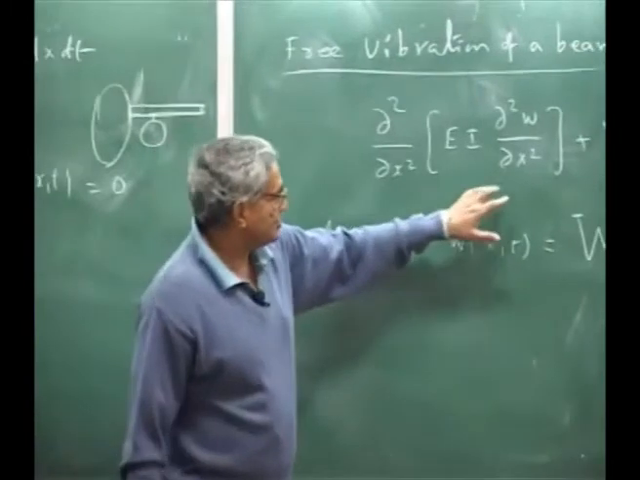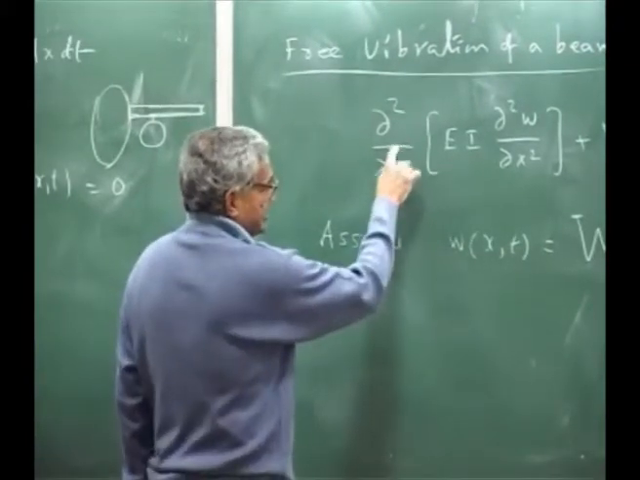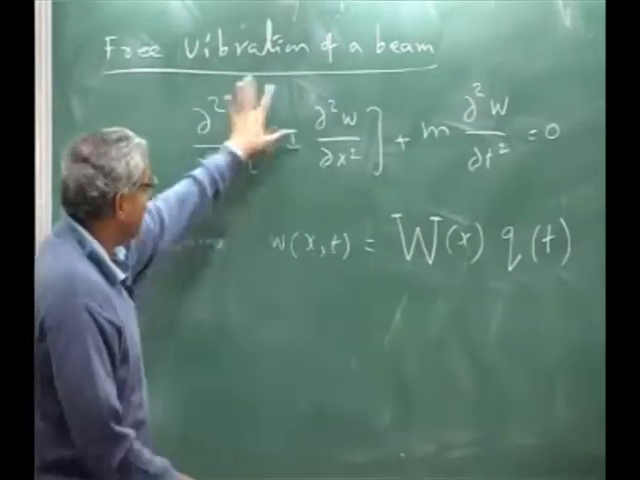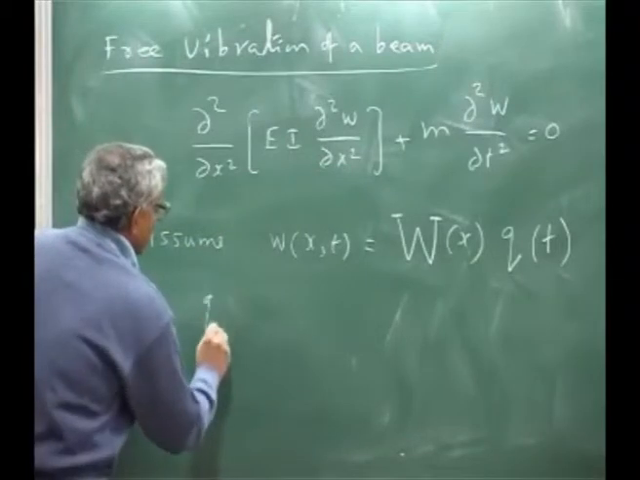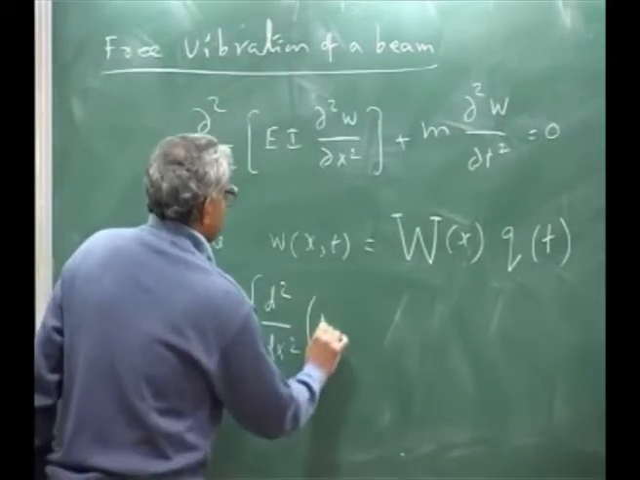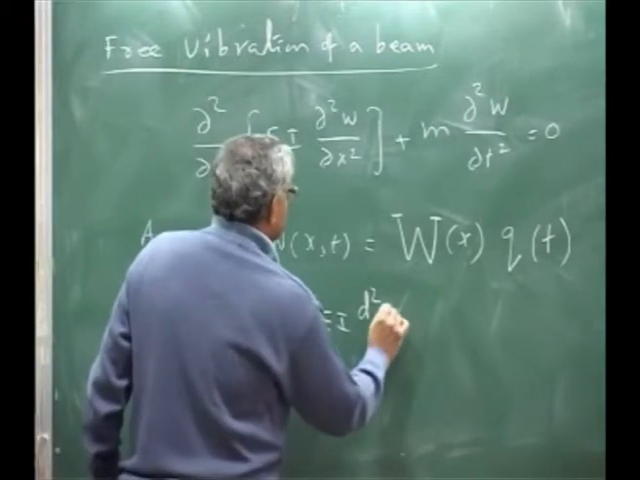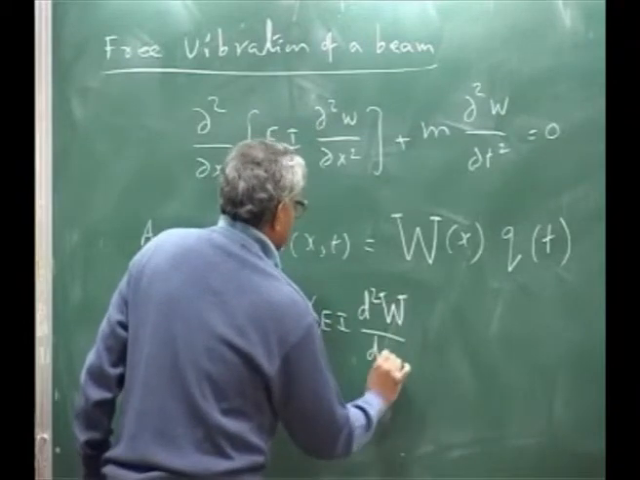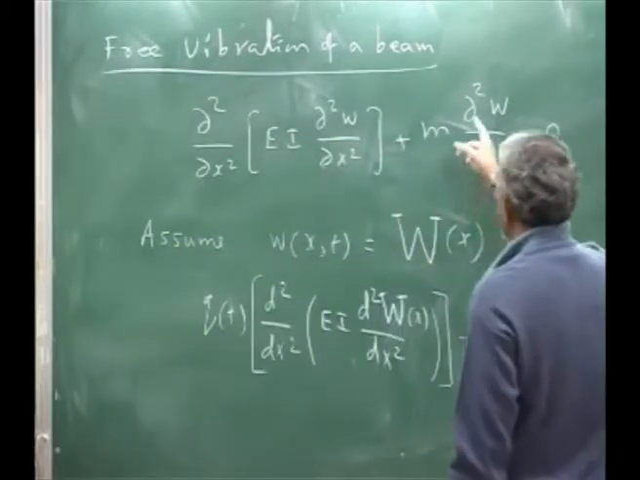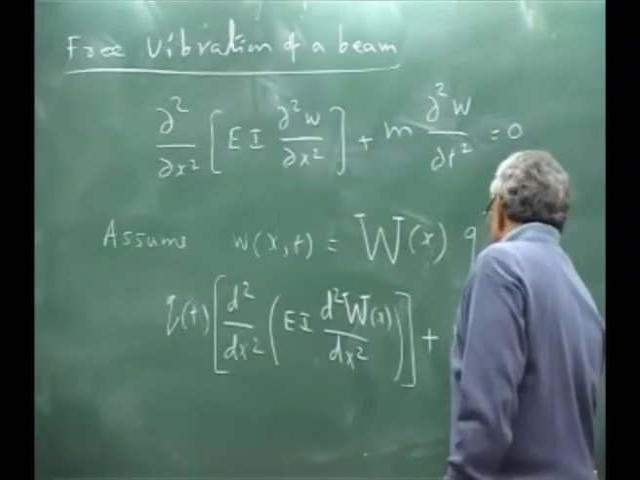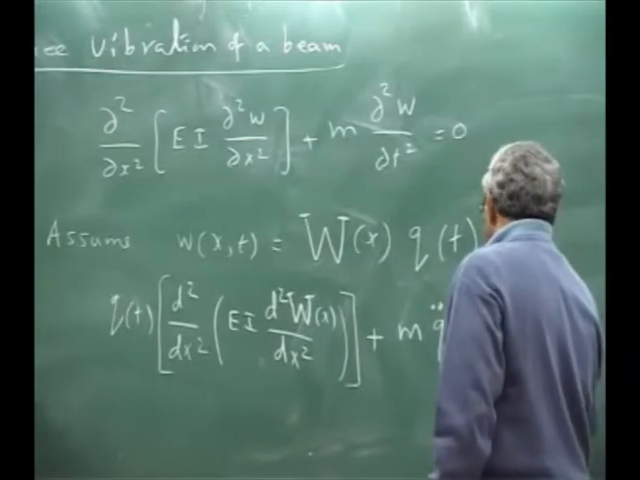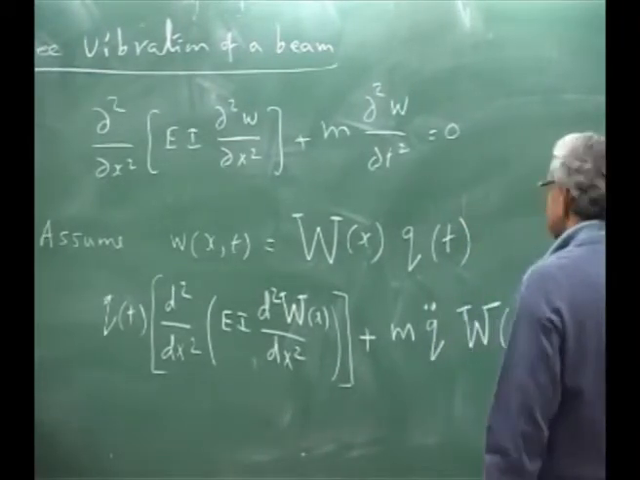Okay. When I substitute in this place, what will happen? This is all partial. Now this is only a function of x, that is a function of t. So I will have this term Q(t) into d square by dx square, please understand, into EI d square W, plus here I will have, because this is a function of t, M Q double dot W of x equals 0. Okay.